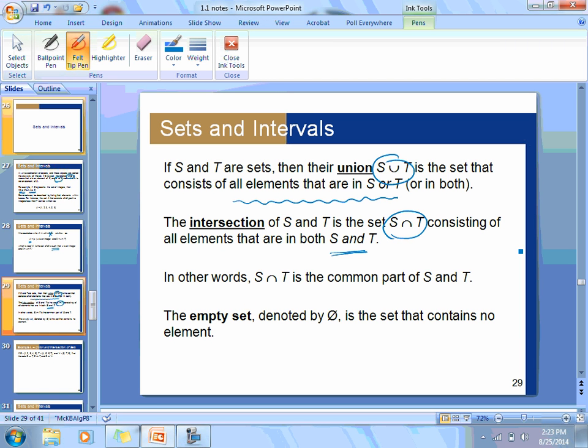So S intersection T is the common part of S and T. It's the stuff that they both have. It's where they overlap. Okay? And we have an example coming up that's going to show this a little bit more. But before we move on to that, we also have the empty set. And you've used this symbol a lot. That's the circle with a slash through it. That means that there is nothing in the set. It's a set containing no elements. You sometimes use it for no solution.